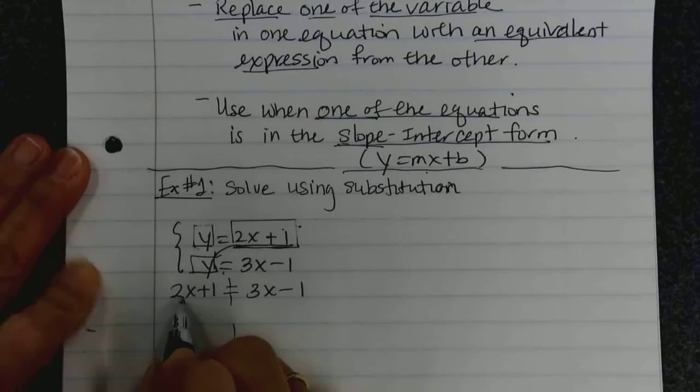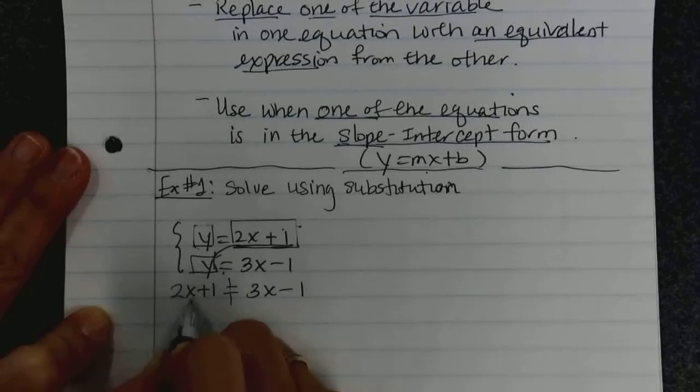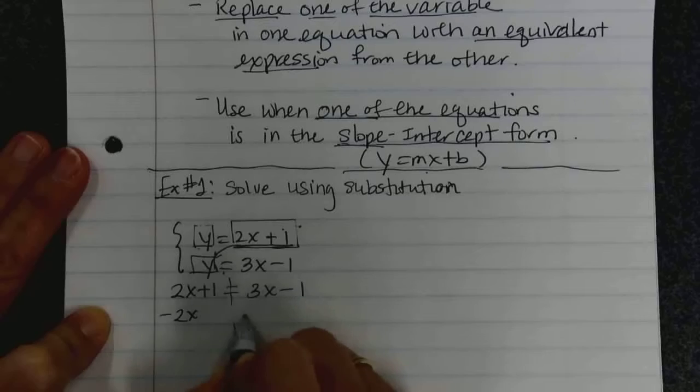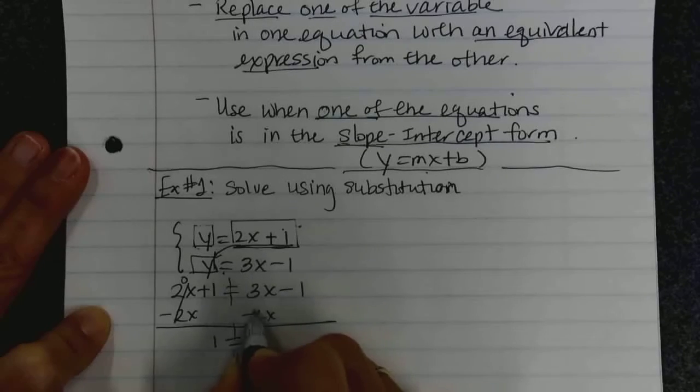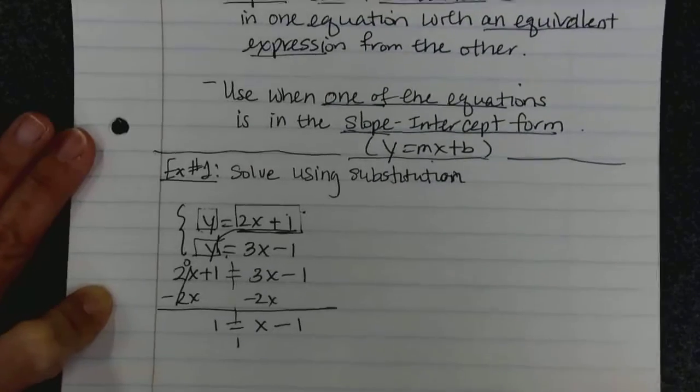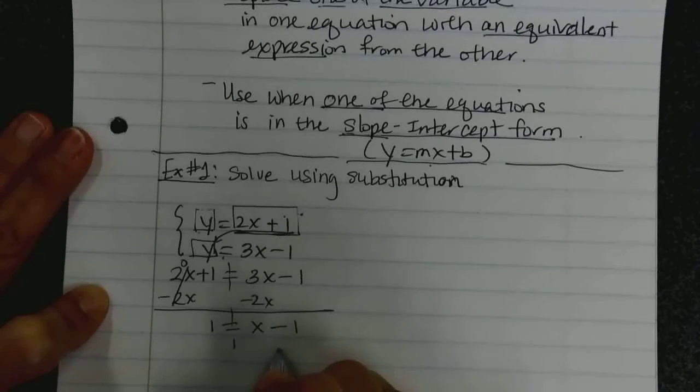Now we combine like terms and solve for x. I always like to bring the smaller x over to the other side. This is positive 2x, so you subtract 2x over. Then you get 0 plus 1 is 1 equals 3x minus 2x is 1x, or just x, minus 1. To solve for x, I do the opposite: I add 1 to both sides, so x is equal to 2.